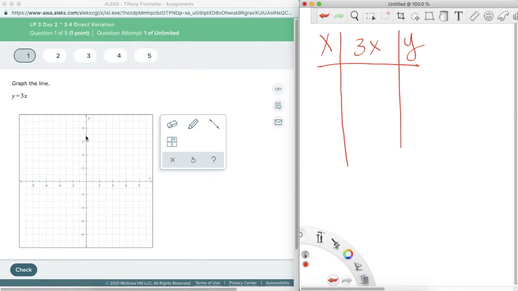I can't be more than 10 and I can't be less than negative 10 because I'm limited by the screen. Again, it could be the correct answer. You just can't graph it. So I tend to pick small numbers like this.